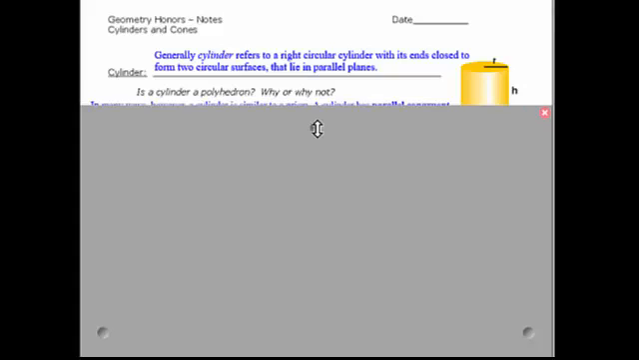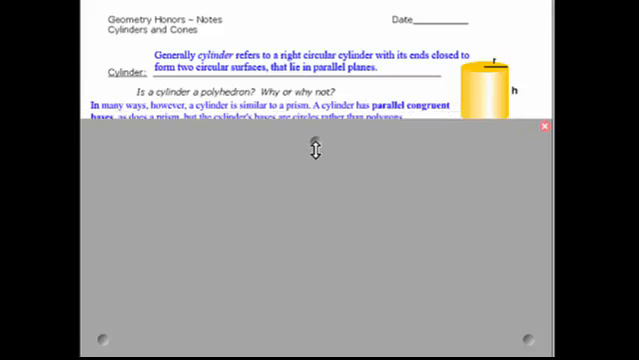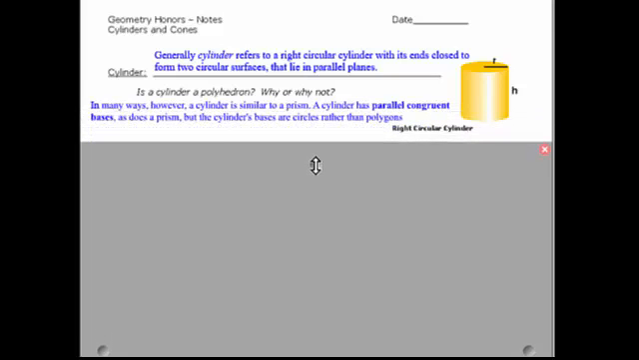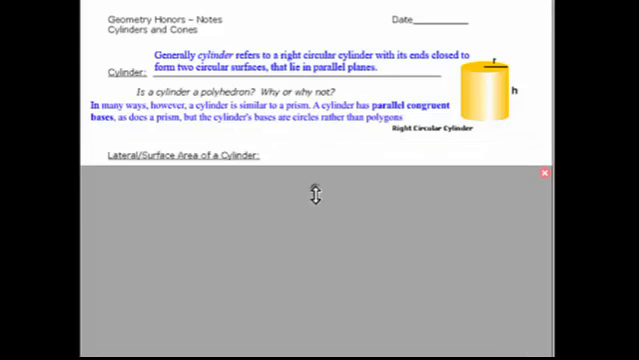So a cylinder generally refers to a right circular cylinder with its ends closed to form two circular surfaces that lie in parallel planes. Is a cylinder a polyhedron? In many ways, a cylinder is similar to a prism. It has parallel congruent bases, as does a prism. But the cylinder's bases are circles rather than polygons, and therefore it is not a polyhedron.